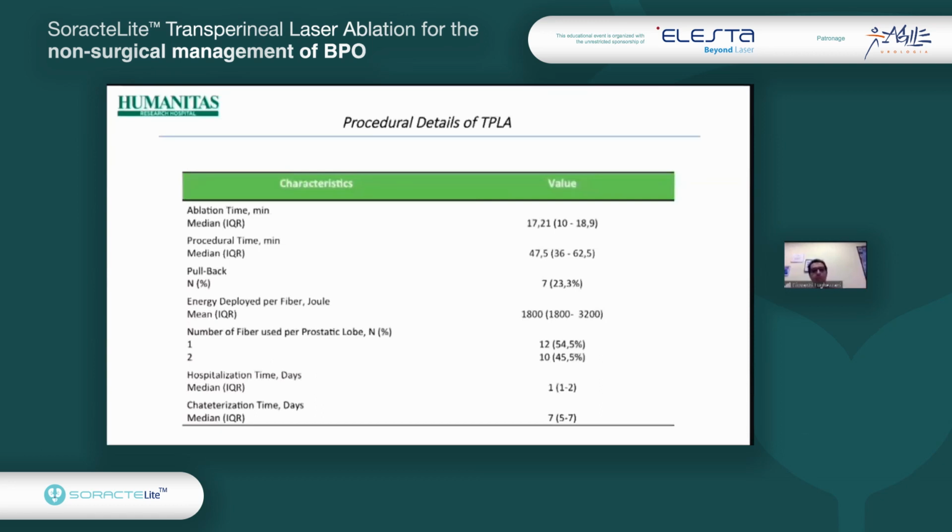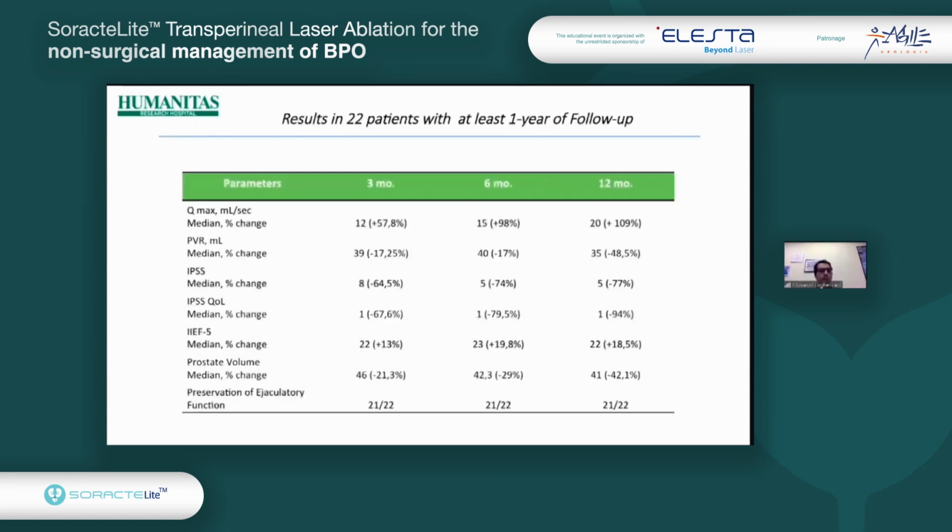The ablation time was approximately 15 minutes, and the procedural time was approximately 45 minutes. 7 patients received a pullback. That means that the needle was withdrawn approximately 1 centimeter and a new treatment was performed, and this was done in the case of large prostates. The median catheterization time was 7 days.